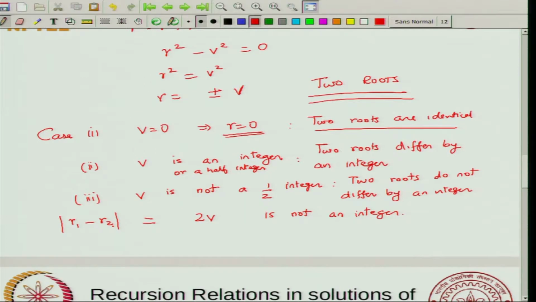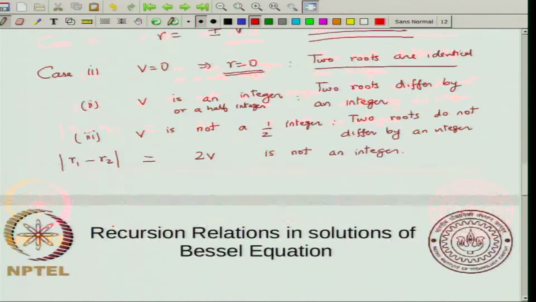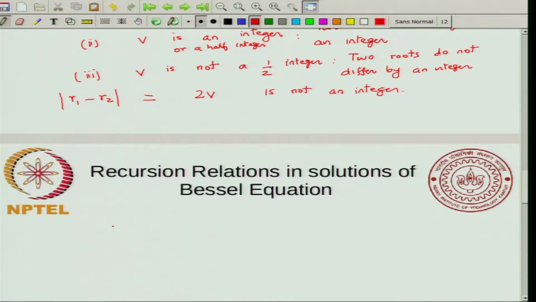So these are the three cases, and each of these leads to various kinds of solutions. Actually each of these cases has many physically relevant problems. Now one particular case which leads to a very well known function is the case of v equal to 0. When v equals 0, you have only one root, so you can find one solution using the power series method.